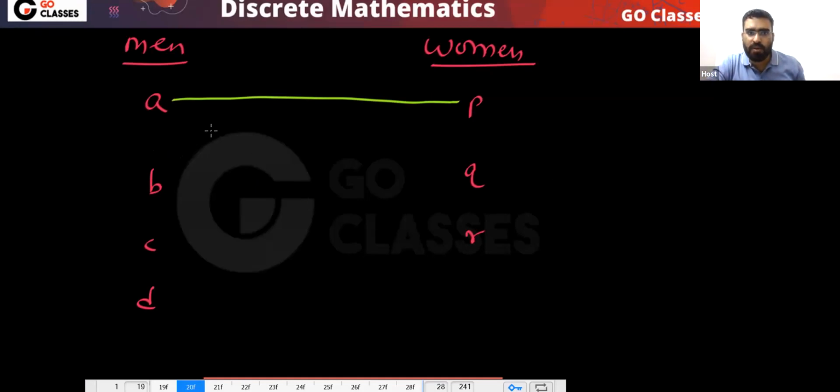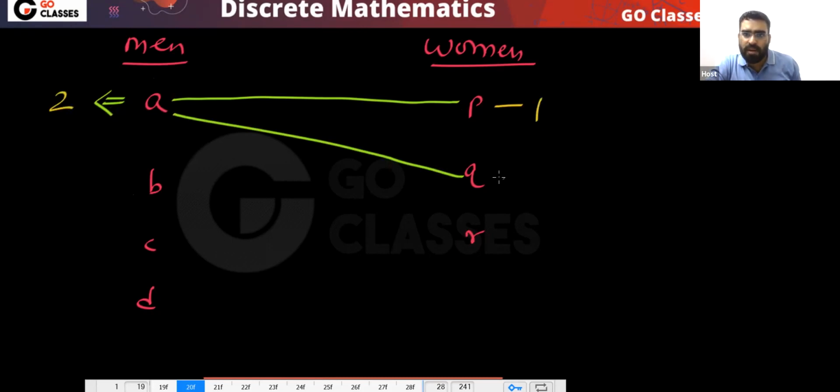Now let's assume this is the situation. How many partners does A have? There are 2 partners for A. And how many partners for P? 1. How many partners for Q? 1.